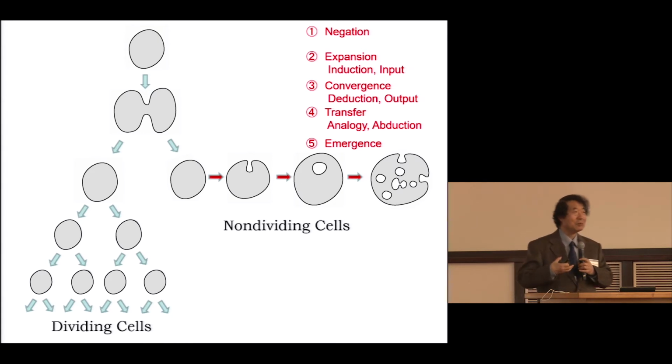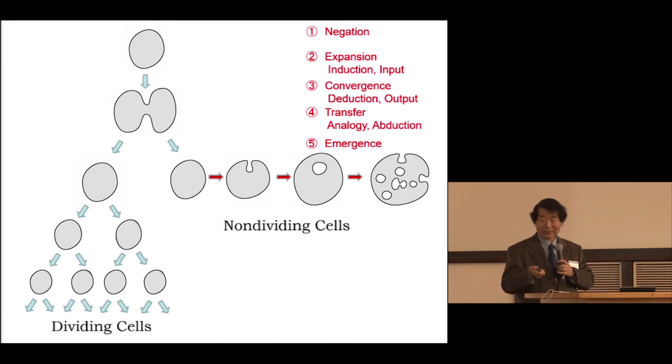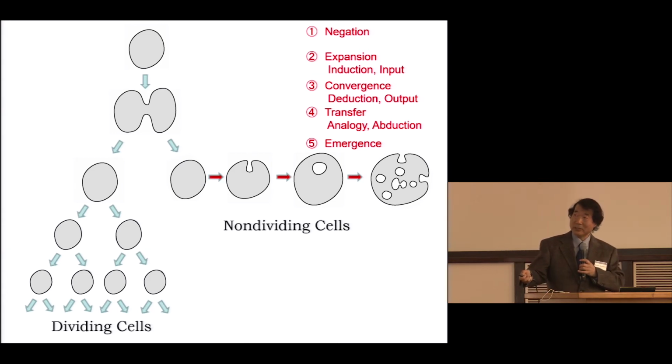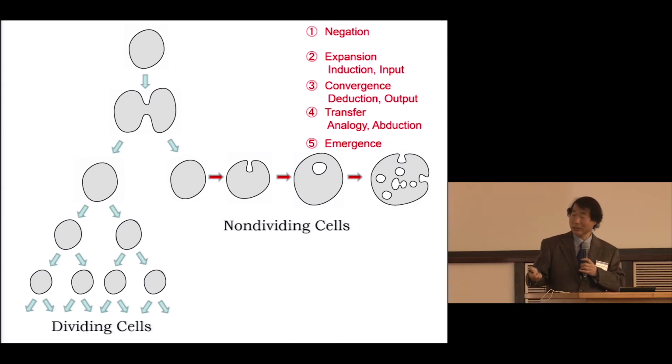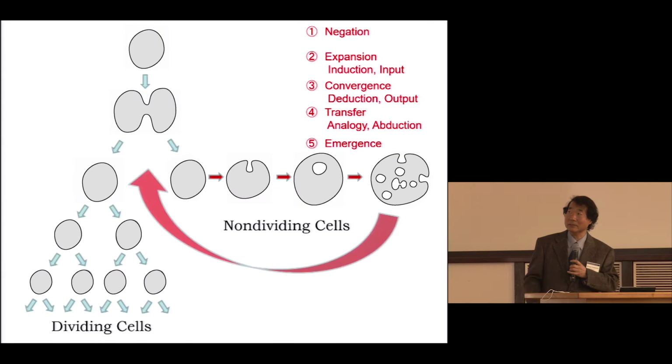If we look at our bodies, there are two different kinds of cells. One is dividing cells, like skin and liver. The other is non-dividing cells, such as muscles or neurons. What is negation? Negation always occurs at any level due to mutation. You can see expansion here. What is convergence? Differentiation into a particular cell type, such as muscle. This is convergence. What is transfer?